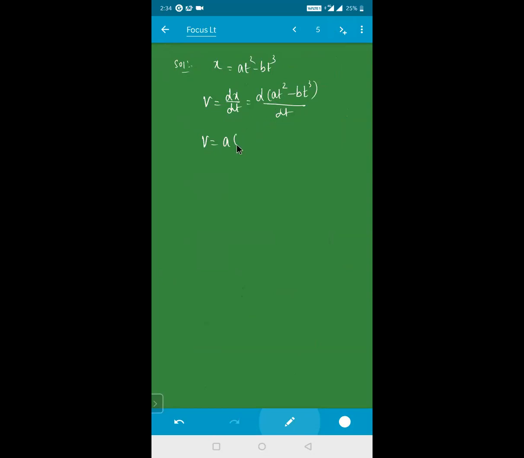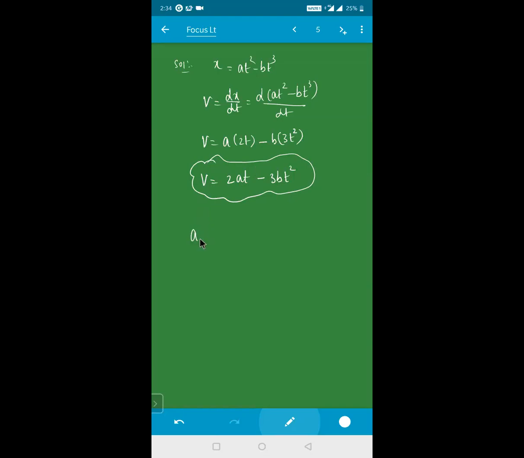Differentiation of a t square is how much? 2t. Minus b is out. Differentiation of t cube is nothing but how much? 3t square. That means velocity is equal to 2a into t minus 3b into t square. So this is the velocity of the particle.